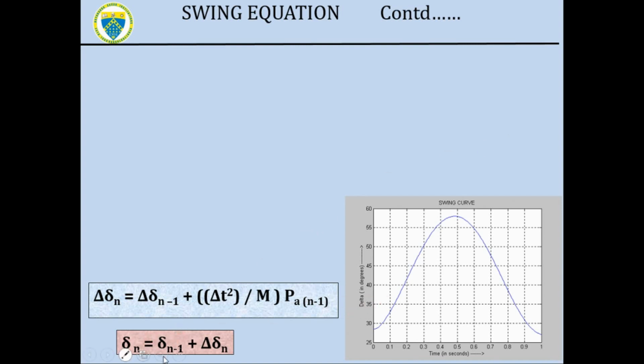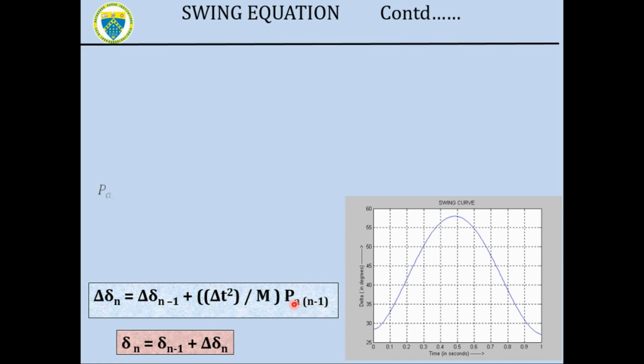Now this is what we have to evaluate. In order to evaluate this, we need to evaluate delta delta n. If you want to evaluate delta delta n, you need to know the change in delta in the previous interval, which we can define, initialize. Then delta t square, the change in time, which we have to define, divided by M, the moment of inertia, then the accelerating power in the previous interval, n minus 1. So how to determine this accelerating power?